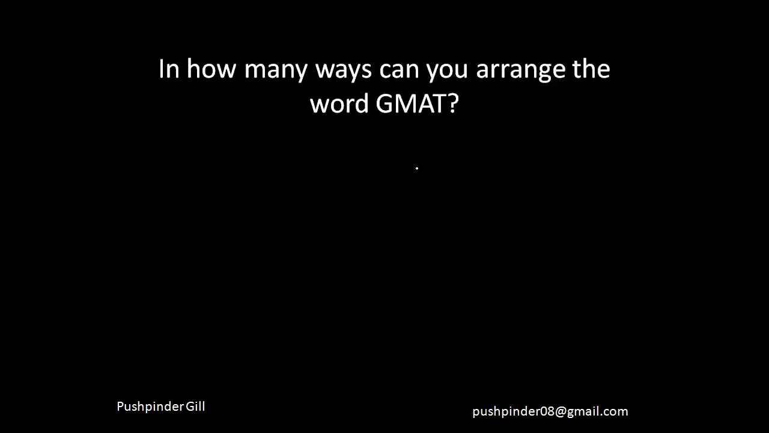So in how many ways can you arrange the word GMAT? As you can see, there are 4 objects which you want to arrange, right? So you want to arrange GMAT, which can be pretty easily arranged in 4 factorial ways. One of the arrangements would be GMAT, one of the arrangements would be GTAM. Like this, there can be 4 factorial arrangements, because we have already established in our previous video that n things can be arranged in n factorial ways. So the word GMAT can be arranged in 4 factorial ways.